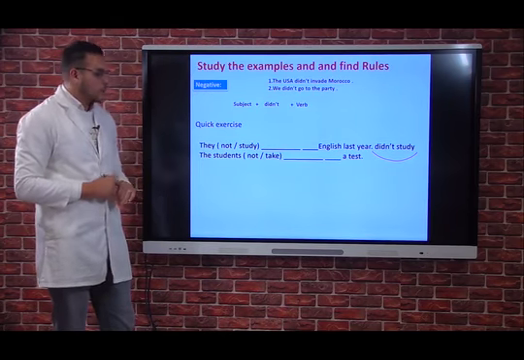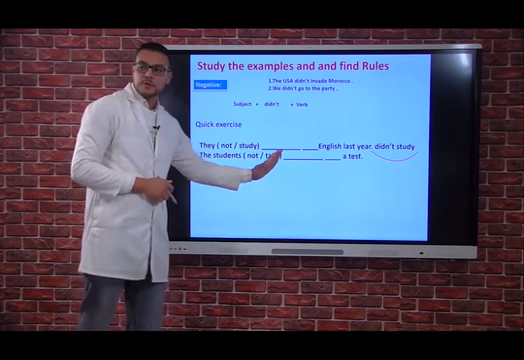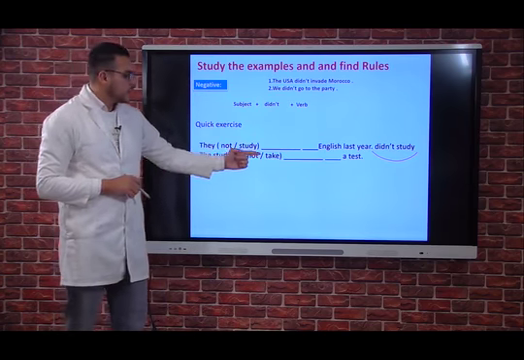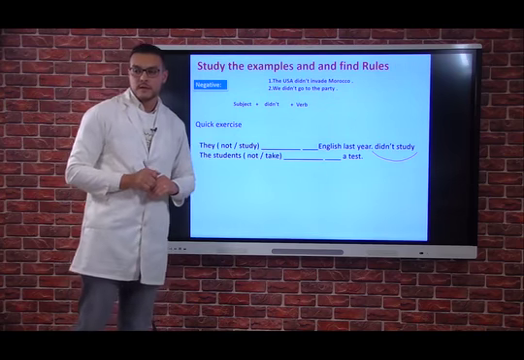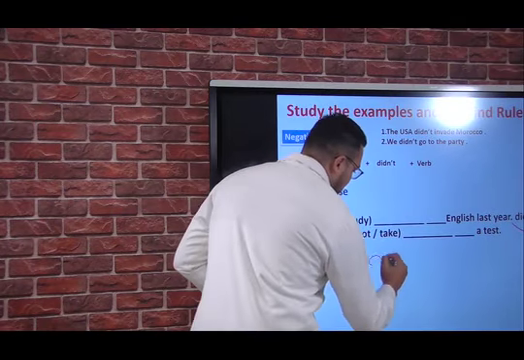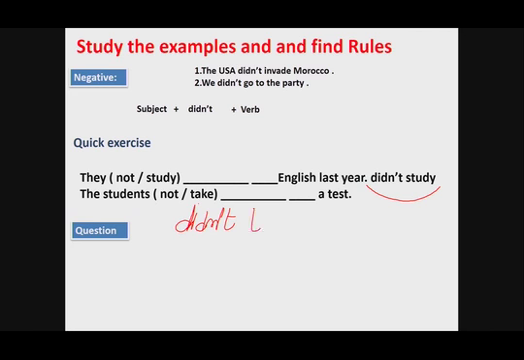So let's do the second one. We have not plus the verb to take. The students not take a test, quiz. So what do you say in here? Students, the same auxiliary, it's didn't take. And I keep the verb as it is. The students didn't take a test.